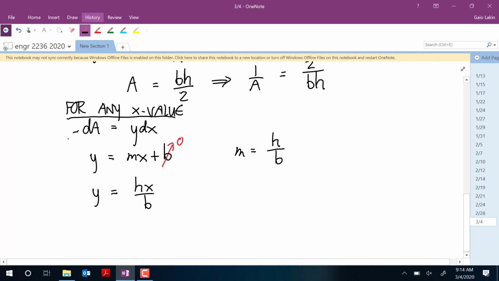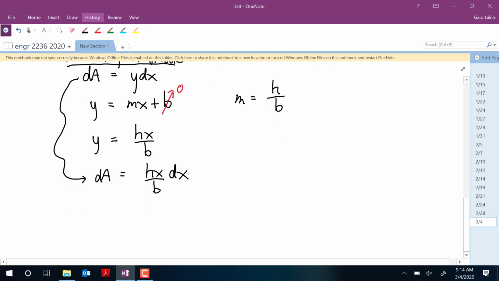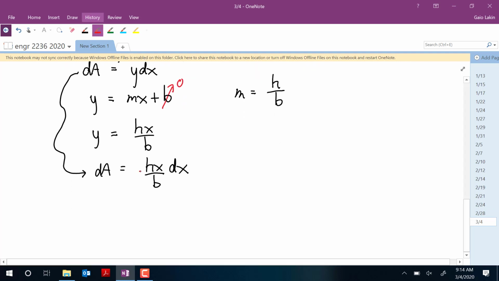Okay, so now we can rewrite our dA, for any x value, the area of that little infinitesimal strip. dA is hx over b dx. And h and b, you know, those are known. Those are just constants that represent our specific triangle. Okay, so we have that.